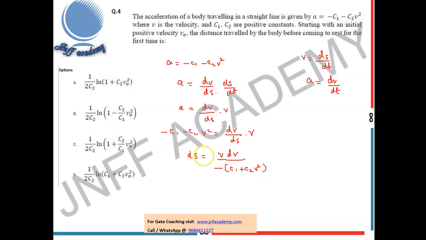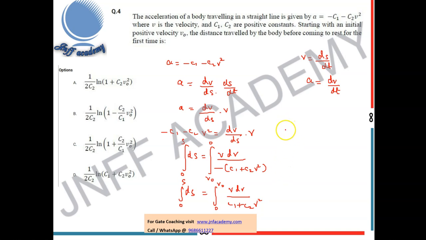Now integrating both the sides, this is the 0 to s limit. Here the limit is v naught to 0, because the initial condition is given: starting with an initial positive velocity v naught, the distance traveled by the body before coming to rest for the first time. So the limit is v naught to 0. Now if you want to remove that minus sign, then you can change the upper and lower limit. Then this minus cancels. It will become positive c1 plus c2 v square.